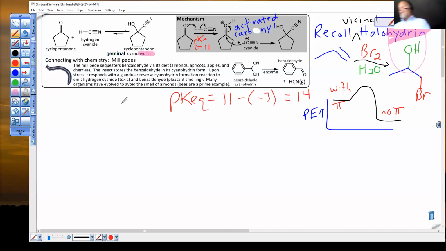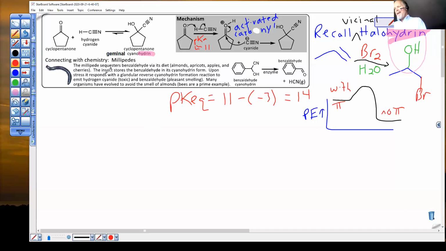There's an organism on this planet, not a very pleasant looking organism. It's called a millipede. It's an insect, and it sequesters, using its diet, benzaldehyde from things like almonds, apricots, apples, and cherries. And it also has cyanide sequestered safely. And what it does is it performs this very reaction here to create a cyanohydrin, and it stores it in a gland.